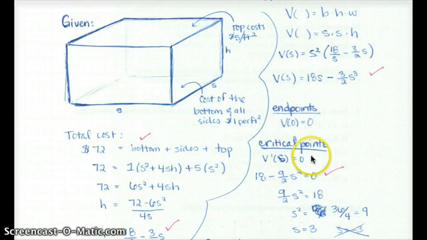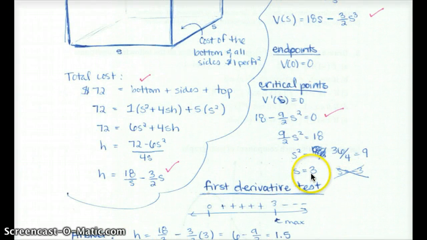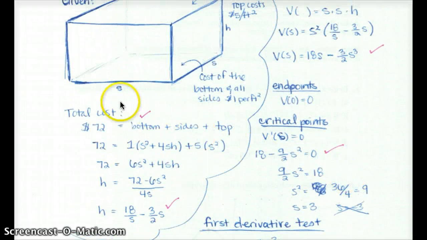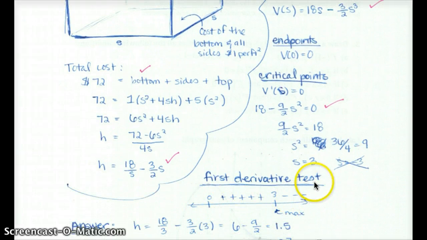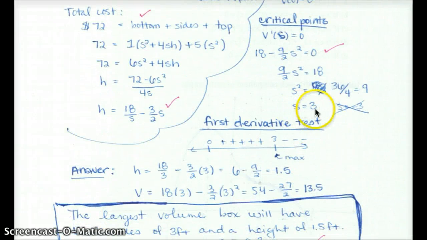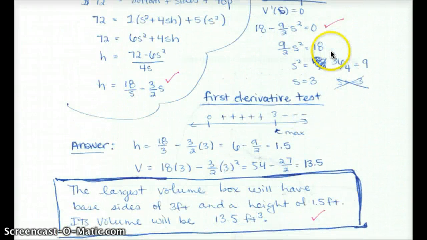Check your endpoints, check your critical points by setting this expression equal to 0 and solving for s. When I do that, I get +3 or -3, but remember s represents a side length, so -3 is not a useful answer in this context. And then I use the first derivative test to confirm that that really is a maximum and not accidentally a minimum. The answer that I'm looking for are the dimensions, so I take the side length 3 and I plug it back into the height formula to determine what the height should have been, and then into the volume formula, that one, to determine what the volume should have been. Not so hard.